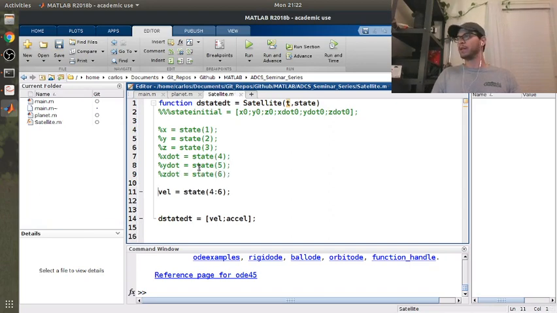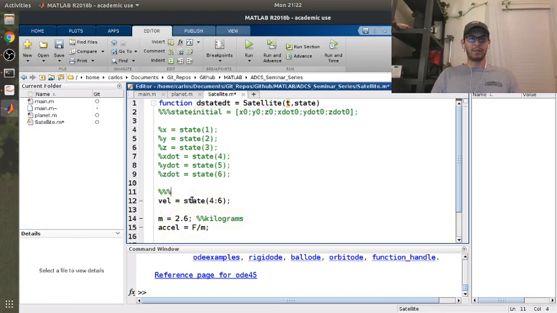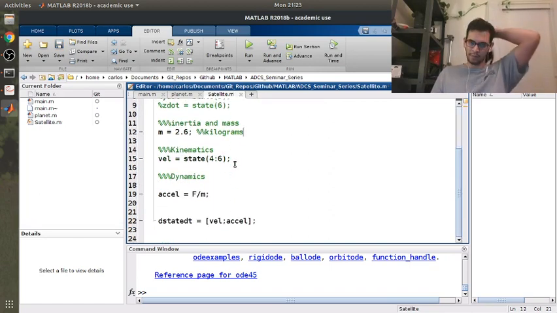Okay, how am I doing on time here? 12 minutes? Yeah, okay, let's get moving. We're almost done here. Okay, so we got the velocity, so now we need the acceleration. The acceleration is f divided by m, okay, which means I need a mass of my spacecraft. So I'm gonna assume that I've got like a simple CubeSat, so it's 2.6 kilograms, okay? This is typically called the kinematics, and then this is typically called the dynamics, and I'm gonna put inertia parameters here, inertia and mass, because eventually we're gonna need to put the inertia of the satellite, okay?